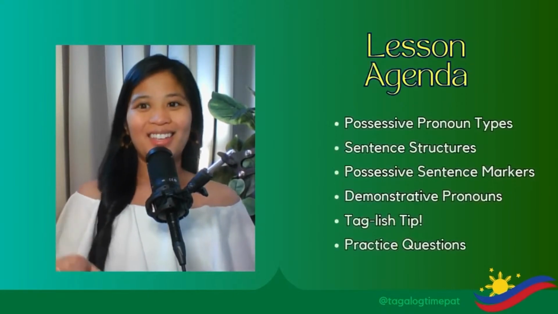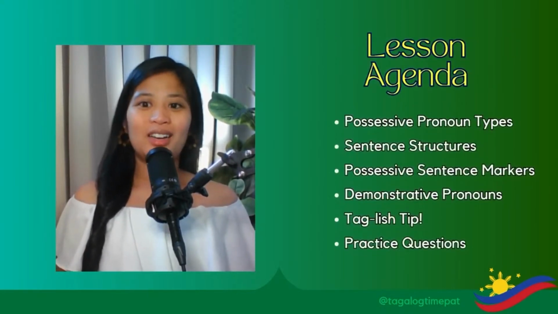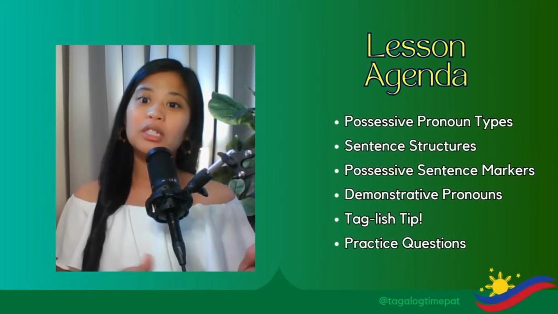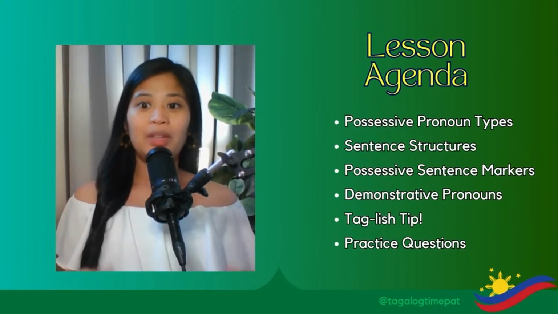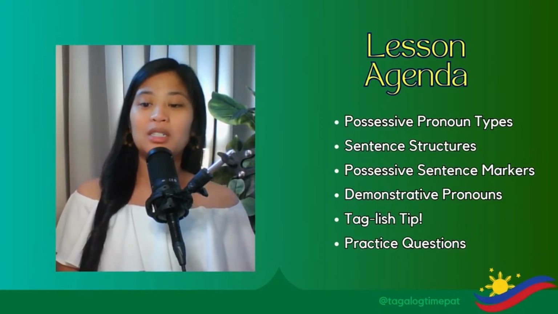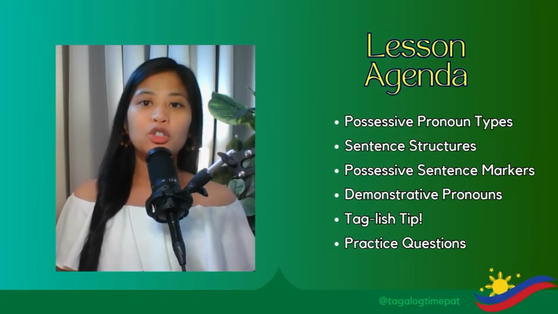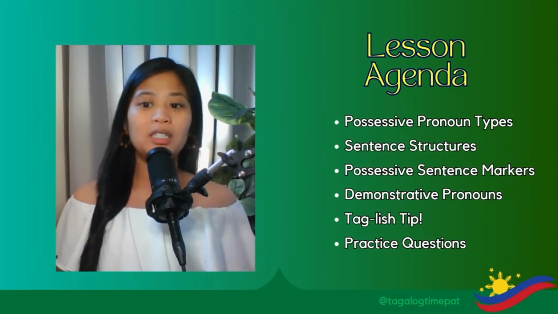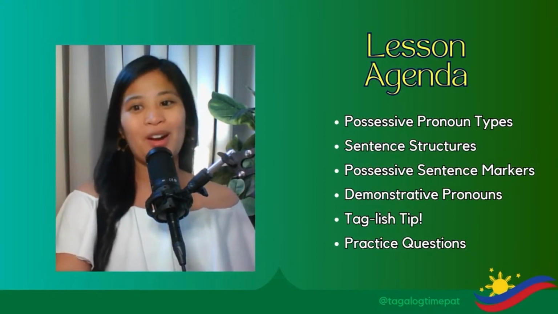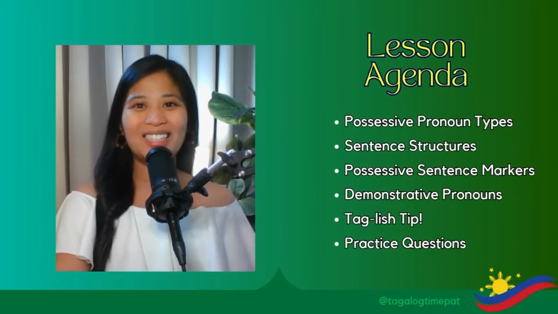So here's today's lesson agenda. We will be learning the different types of possessive pronouns. Then we will learn the various sentence structures for how to use them. And then we will learn possessive sentence markers and demonstrative pronouns so that we can make a variation of sentences. And then we will learn a Taglish tip, and then we will be doing practice questions all throughout the lesson. So go ahead and grab your piece of paper and something to write with so that we can practice.